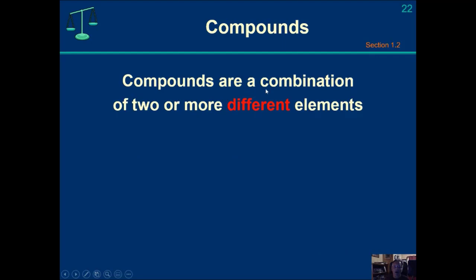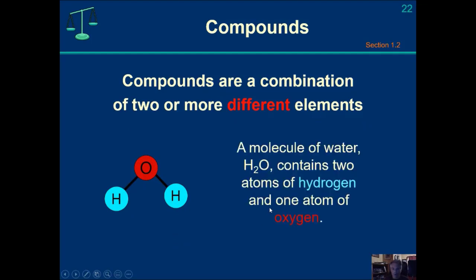Compounds are a combination of 2 or more different elements. This is water. It is a compound. It has the formula H2O. A molecule of water has a fixed composition of 2 hydrogens, 1 oxygen. It contains 2 atoms of hydrogen, 1 atom of oxygen. That is a compound, the word that we use to define a substance that has 2 or more different elements.